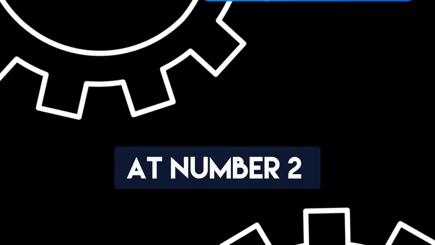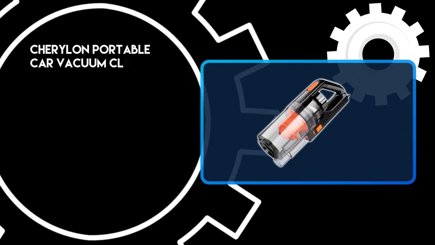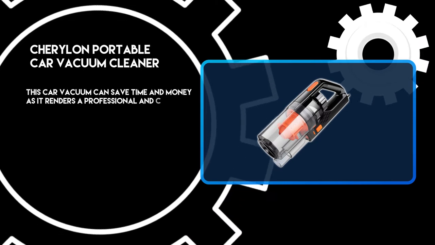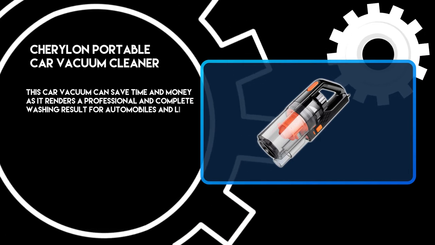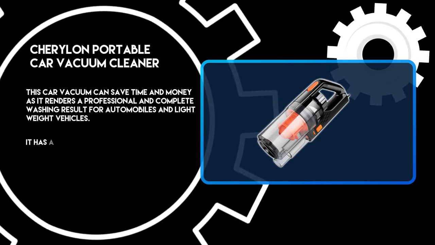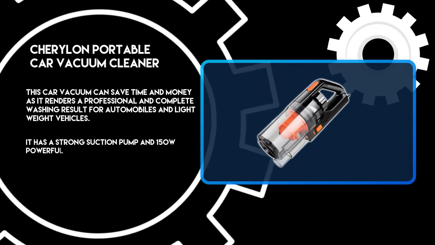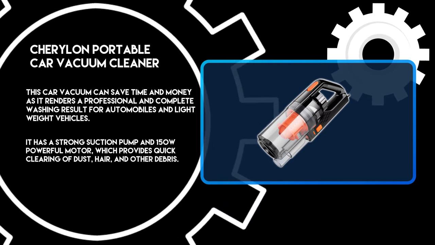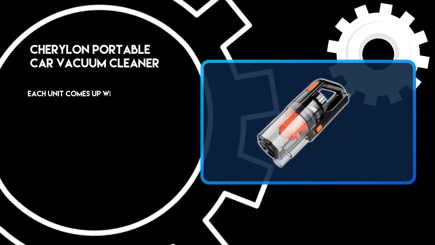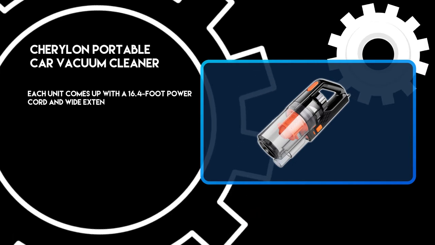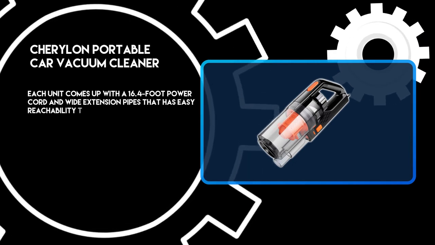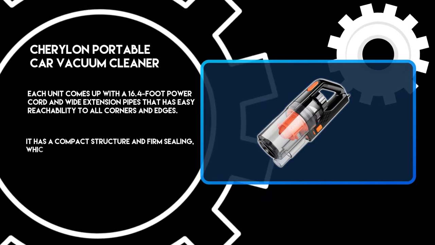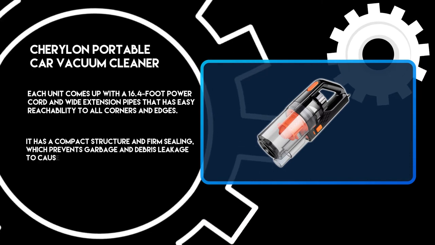At number 2, CHERYLON Portable Car Vacuum Cleaner. This car vacuum can save time and money as it renders a professional and complete washing result for automobiles and lightweight vehicles. It has a strong suction pump and 150W powerful motor, which provides quick clearing of dust, hair, and other debris. Each unit comes with a 16.4-foot power cord and wide extension pipes that have easy reachability to all corners and edges. It has a compact structure and firm sealing, which prevents garbage and debris leakage that causes secondary cleaning.